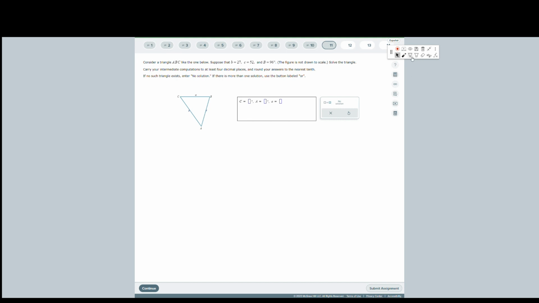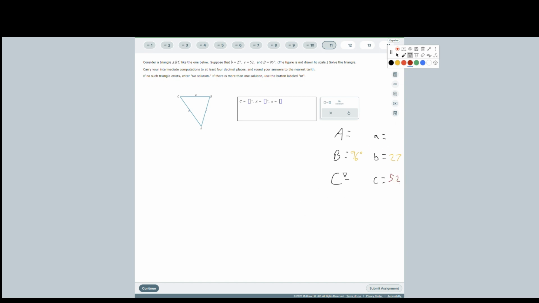Okay, now we're getting into the laws of sines and cosines. For every one of these, I always start out by writing my big A, big B, big C, little a, little b, little c equals, to make sure I get everything organized properly. And so my little b length is 27, my big B angle is 96 degrees, and then my c length is 52.